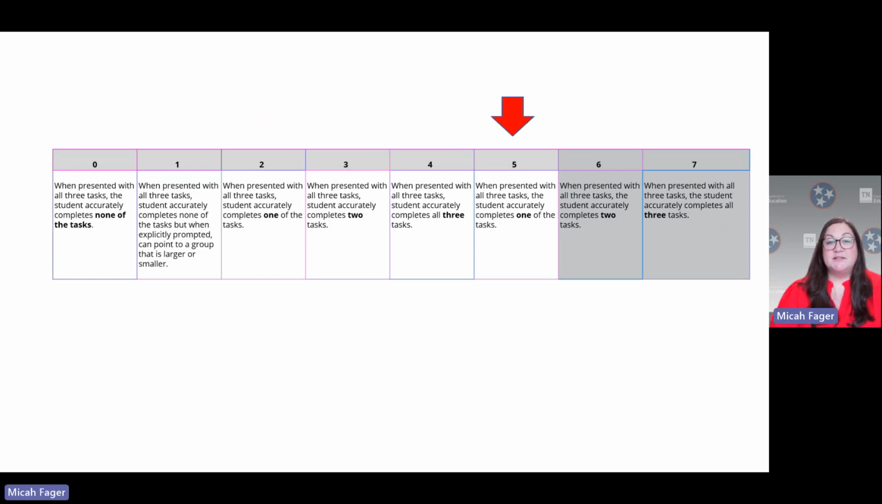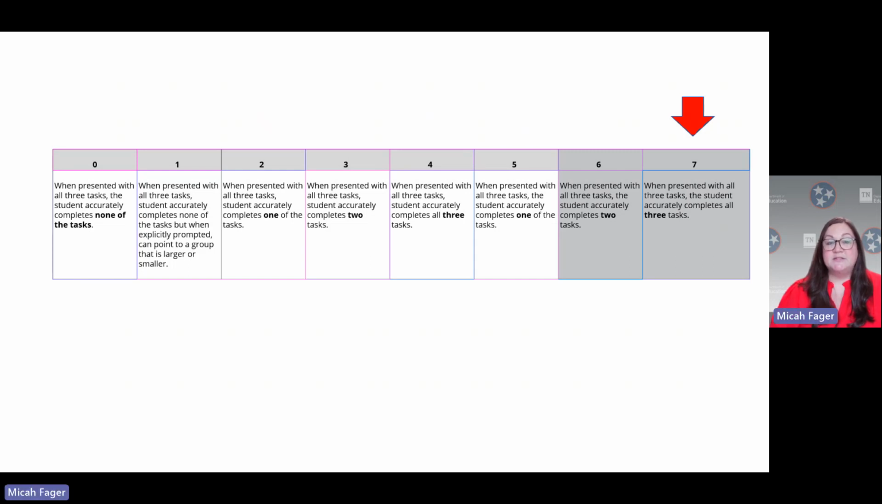When a student is presented with questions that require a verbal response, and the student is able to accurately complete one of those tasks, then the student work receives a level 5. When presented with all the 3 tasks, the student accurately completes 2 of the tasks, then the student work is a level 6. If the student is able to verbally identify if the group is more than, less than, or equal to with all 3 tasks, then the student work receives a level 7.